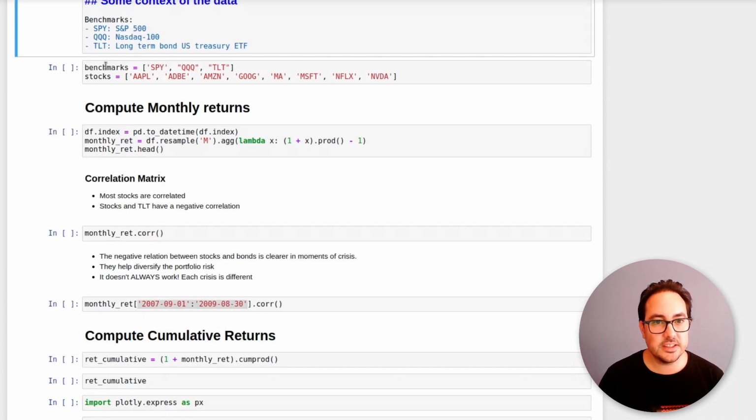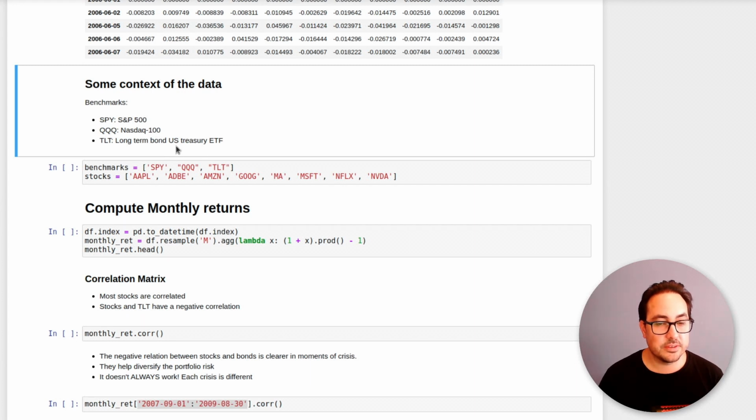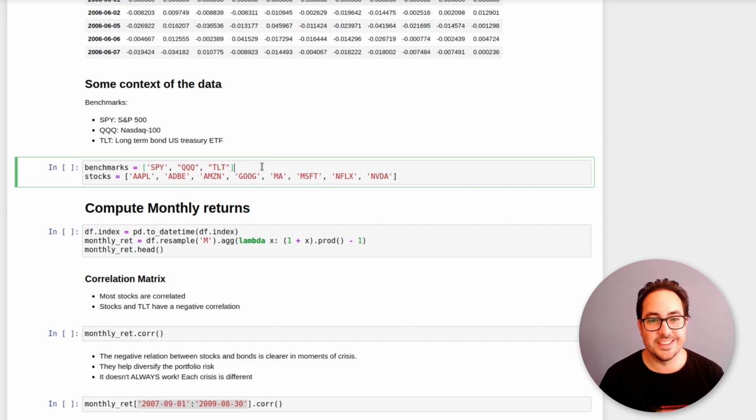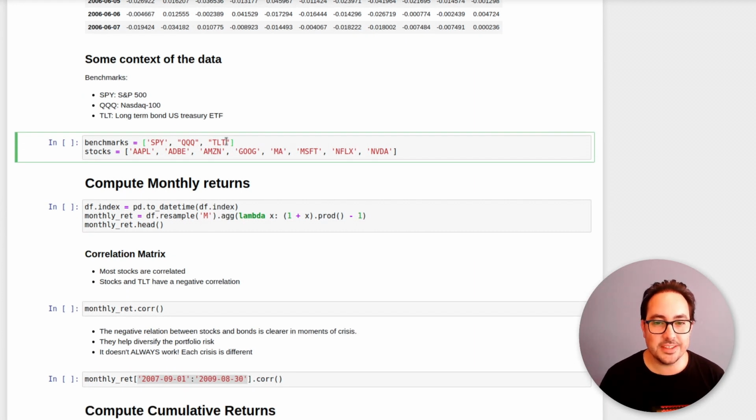And TLT is an ETF of long-term US bonds. So it's kind of a safe asset that when there's a crisis, people buy it. In theory, it doesn't always happen. So we have these three that I'm calling benchmarks now, and then we have these stocks.